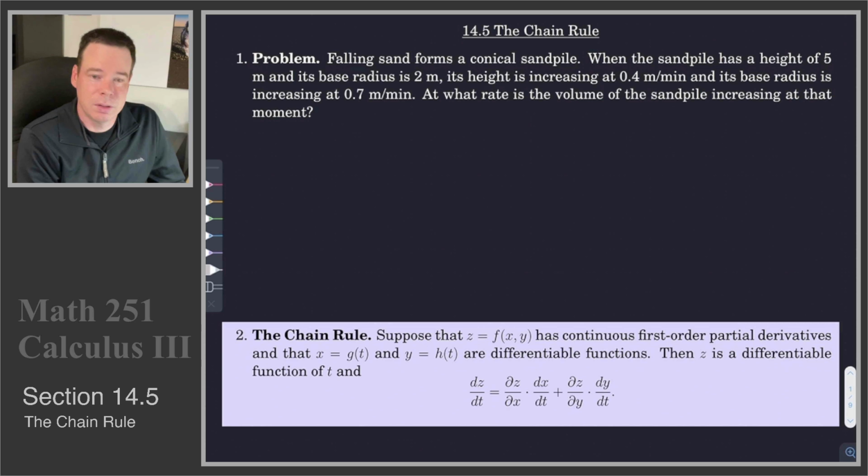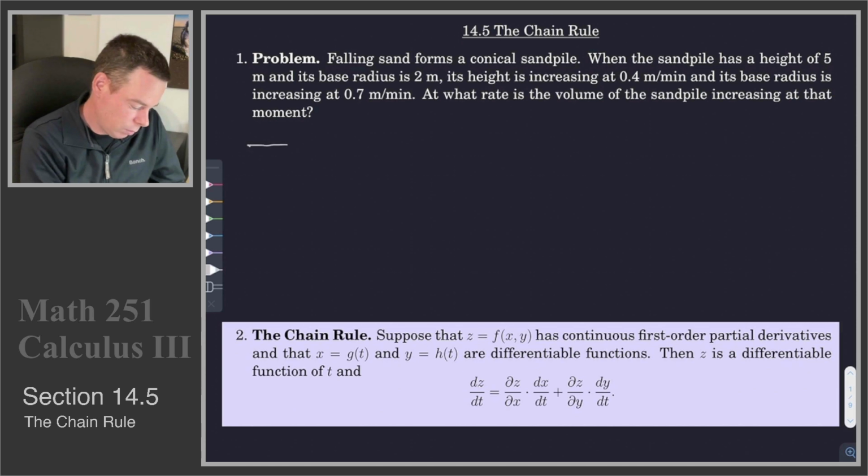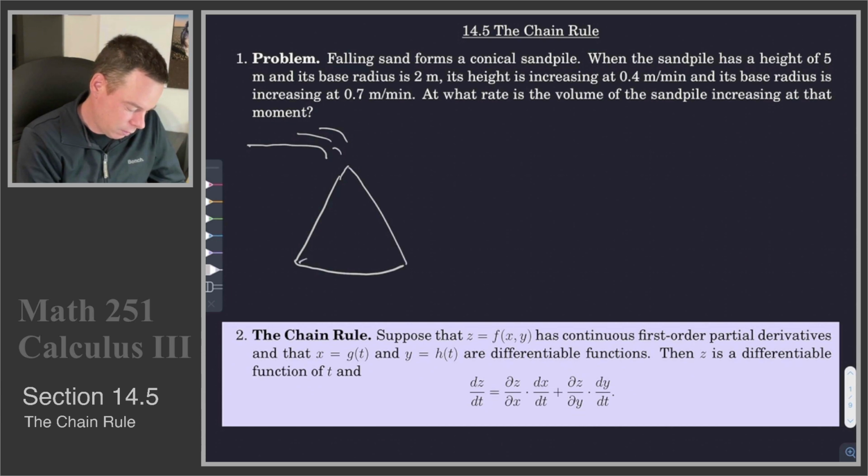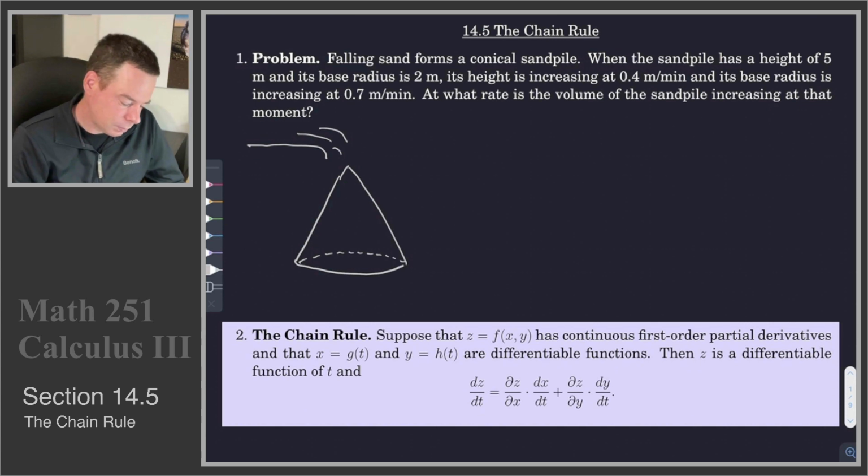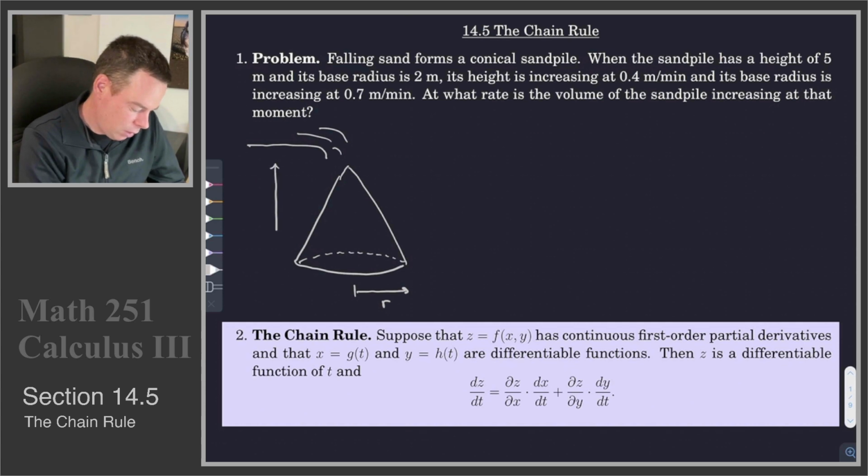This example is a related rates problem from Calculus 1, one that we did a bunch of when we studied Calculus 1. The idea is we've got sand that's being poured on top of a pile, and as it's getting poured on top it forms the shape of a cone. This cone has some base radius r and some height h, both of which are changing over time. And we're interested in how the volume changes in time.